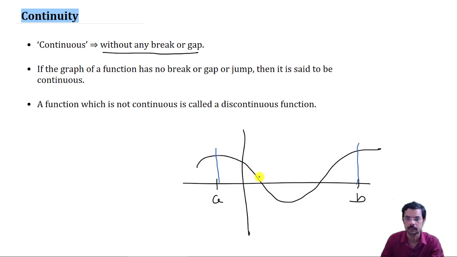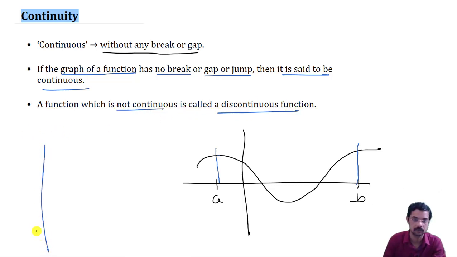All points are connected throughout. Such a graph is called a continuous curve or a continuous graph. So if the graph of a function has no break or gap or jump, then it is said to be a continuous function. A function which is not continuous is called a discontinuous function.